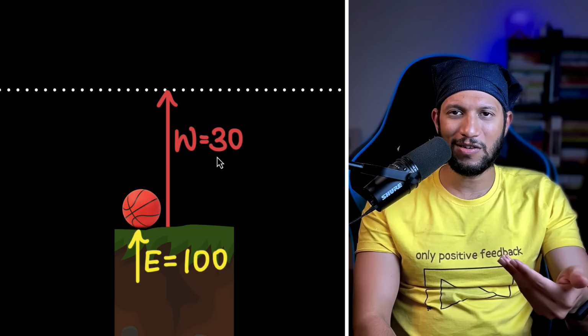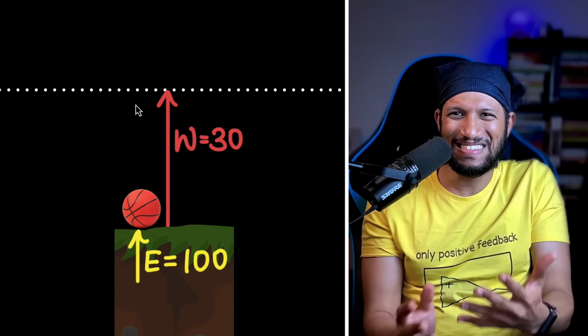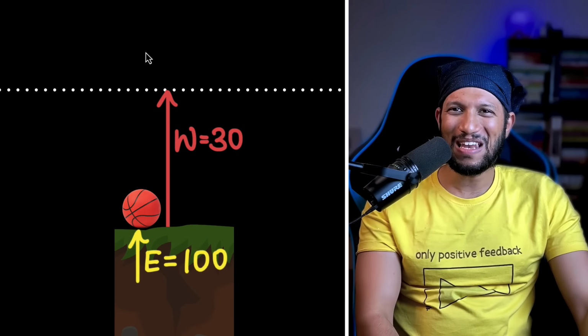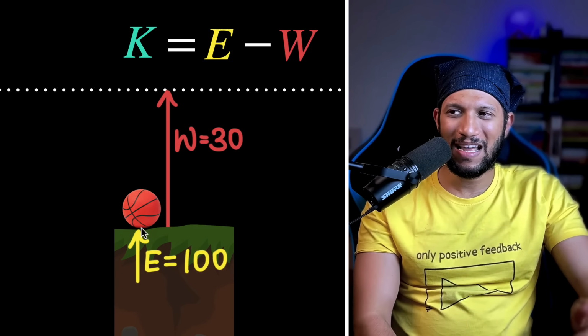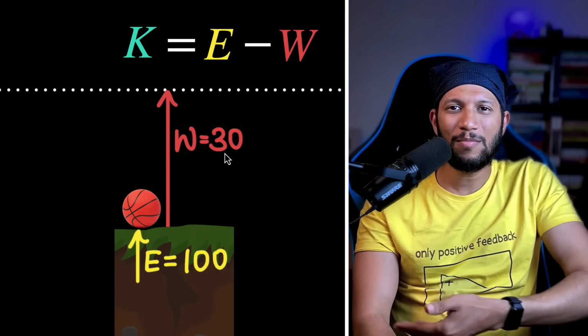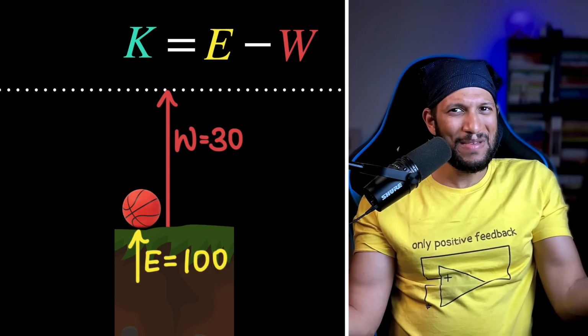Well, 100 minus 30, 70 units. That's the kinetic energy, isn't it? And that's it. That's all there is to it. So we can now write down an equation. The kinetic energy of the ball, when it reaches over here, is going to be the energy with which you kicked it, minus the energy that got used up to overcome gravity. Makes sense, right? I'm like, yeah, that makes a lot of sense.